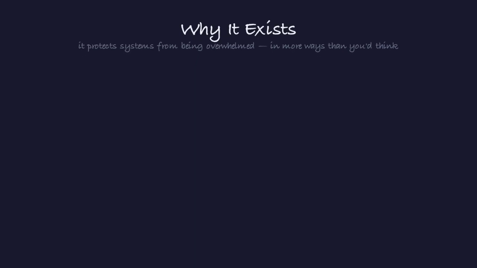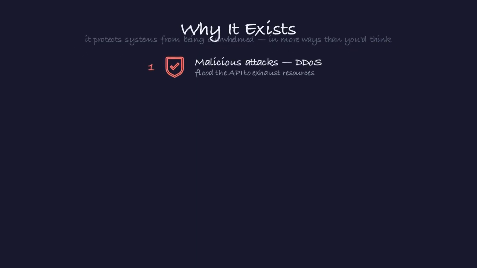1. Malicious attacks. A DDoS floods your API with millions of requests to exhaust your resources. Rate limiting caps how much any single source can send. 2. Buggy clients, more common than attacks. An app with an infinite retry loop hammers your API thousands of times a second by accident. Rate limiting protects you from your own users' mistakes.